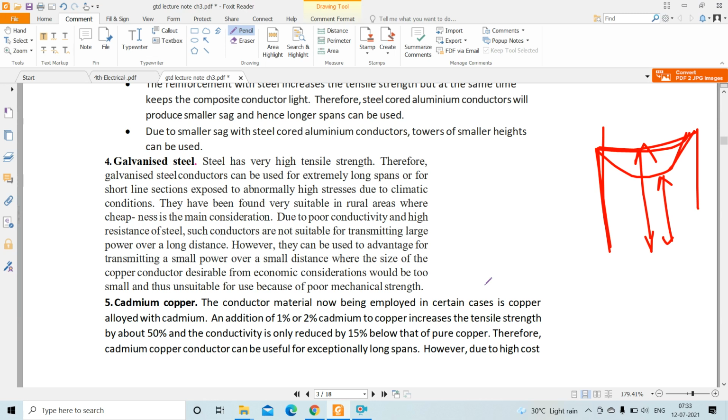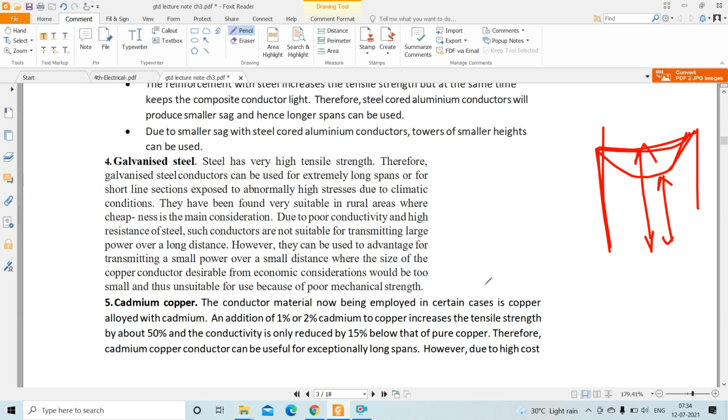So the next one is the cadmium copper. The conductor material now being employed in certain cases is copper alloyed with cadmium. That means addition of 1% or 2% cadmium to copper increases the tensile strength by about 50%, and the conductivity is only reduced by 15%. In case of pure conductor, the conductivity is greater but the tensile strength is low.